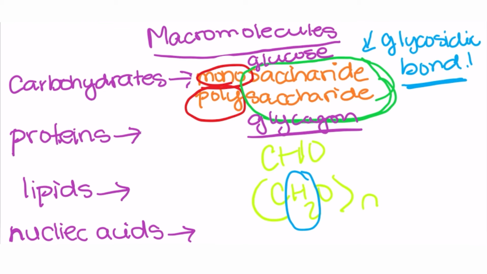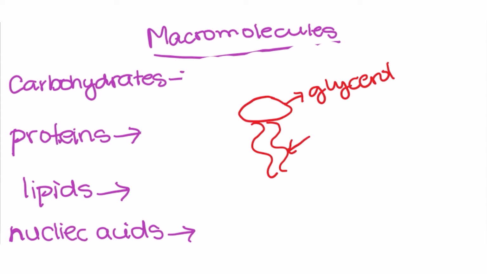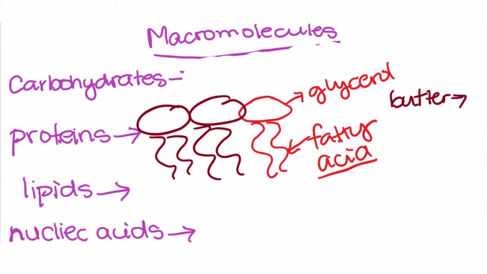Now, let's go to lipids. The structure of a lipid is actually pretty unique because it contains a glycerol head and fatty acid tails. In lipids, there's no clear monosaccharide and polysaccharide, but the structure of a lipid contains a glycerol head and fatty acid tails. So glycerol is a molecule that attaches to fatty acid tails, and many of these combine together and then they form our butter and our oil. But butter is a solid.